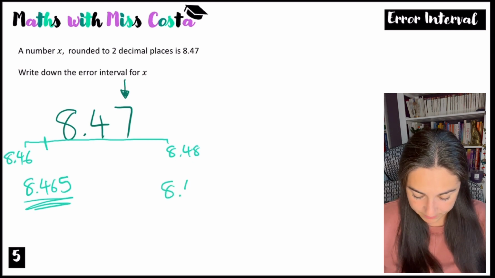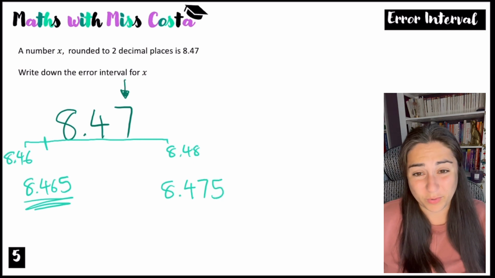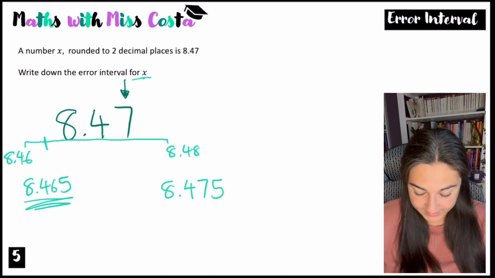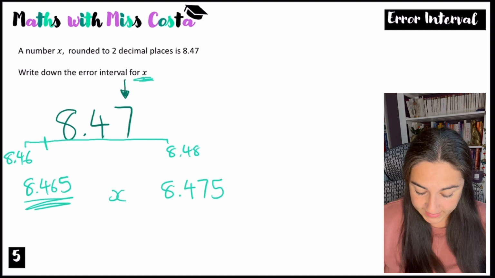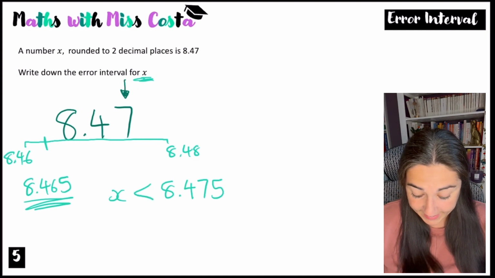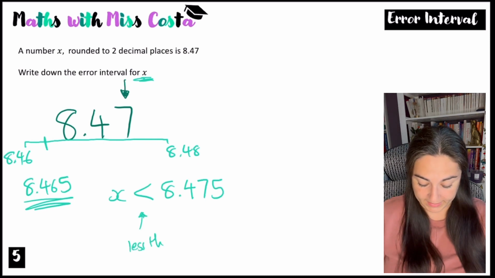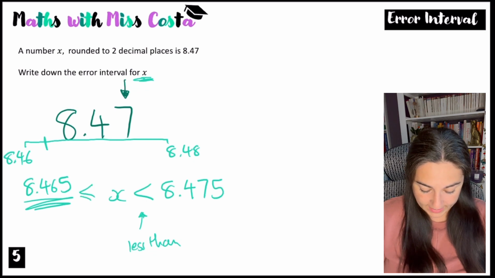And the largest number it could possibly be would be 8.4749 recurring. But because that is quite long to write, instead we write it as an interval. So the reason we write it as an interval is because we say that x cannot be exactly 8.475, but it can be anything up to 8.475, which is what this inequality means. So that means x is less than 8.475 and 8.465 is less than or equal to x.